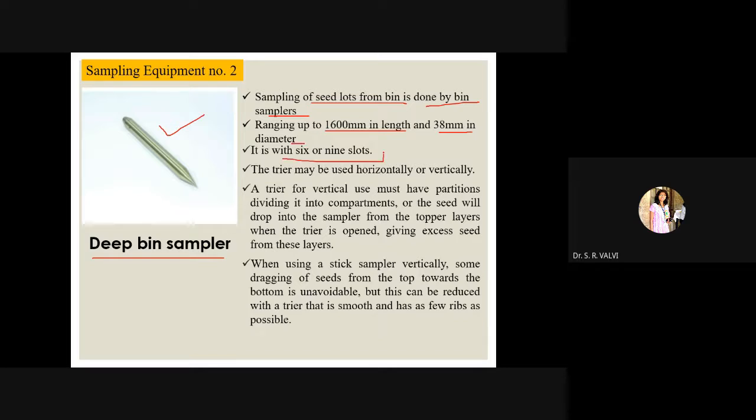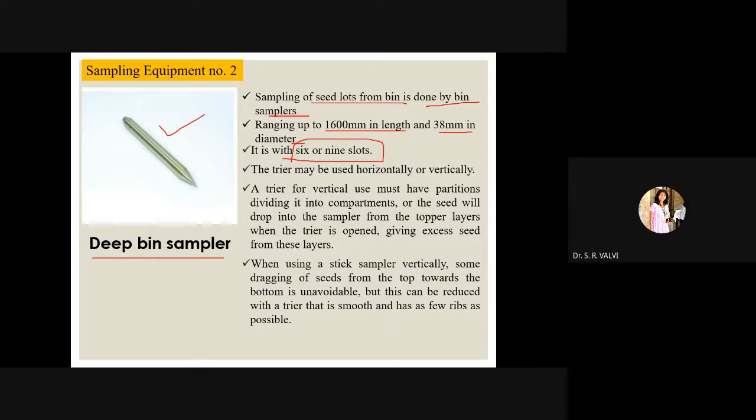It has 6 to 9 slots. Previously, in the case of the stick or sleeve type trier, we saw that 5 slots should be there. In the case of this bin sampler, there are 6 to 9 slots. Why are there more slots here? Because your sample is present in a bin, so you must have enough seeds in that sampler. For that purpose, 6 up to 9 slots are present in a deep bin sampler.